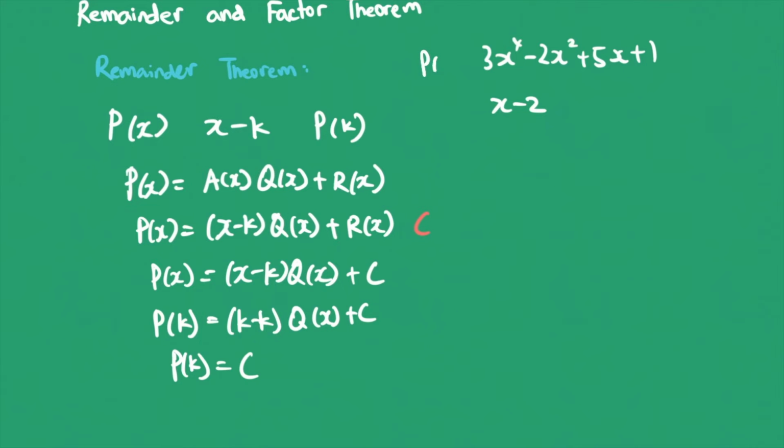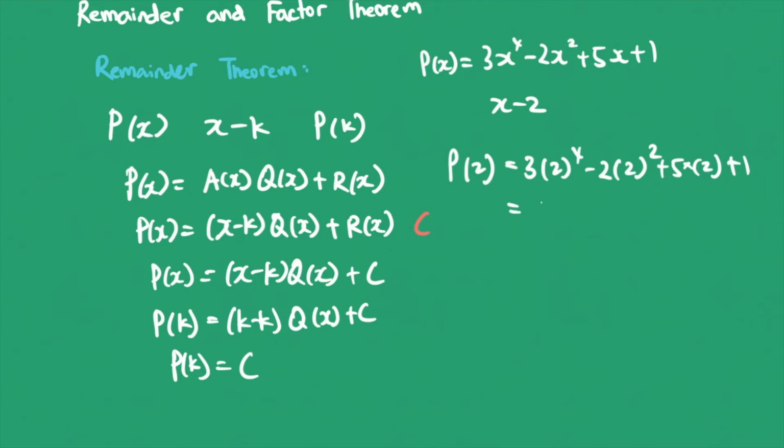By using the remainder theorem, we just need to substitute x equals 2 into this polynomial, which becomes 3 times 2 to the power of 4 minus 2 times 2 to the power of 2 plus 5 times 2 plus 1, which equals 51. So the remainder of that polynomial is 51.